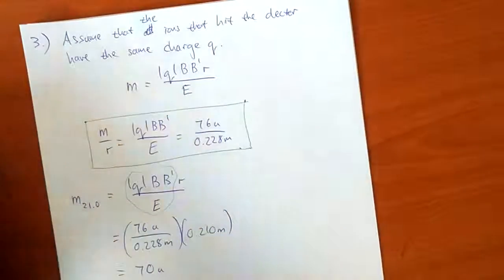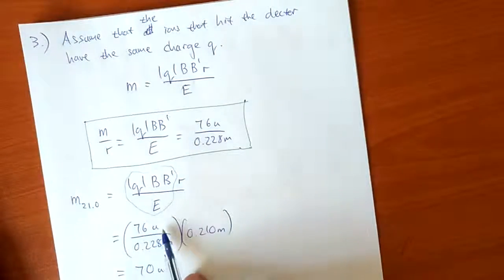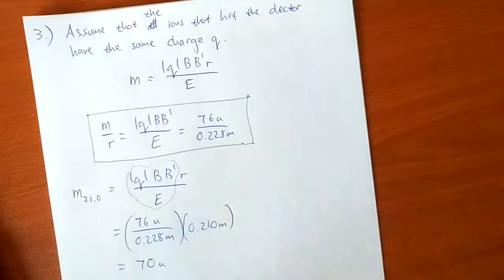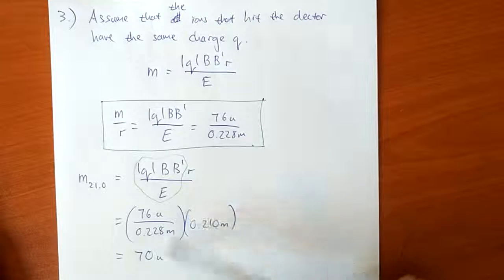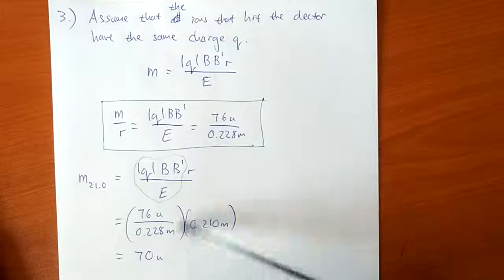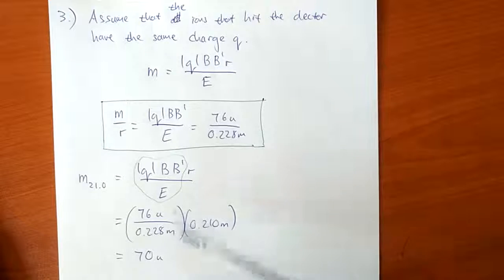I could have converted this to kilograms if I wanted to make it SI, but I'd like the atomic mass, and the unit for atomic mass is the atomic mass unit. If I convert this to kilograms, I would have had to convert it back to atomic mass units. So I just left it as atomic mass units. I wrote down the units just to keep track of everything, so I wouldn't get confused.